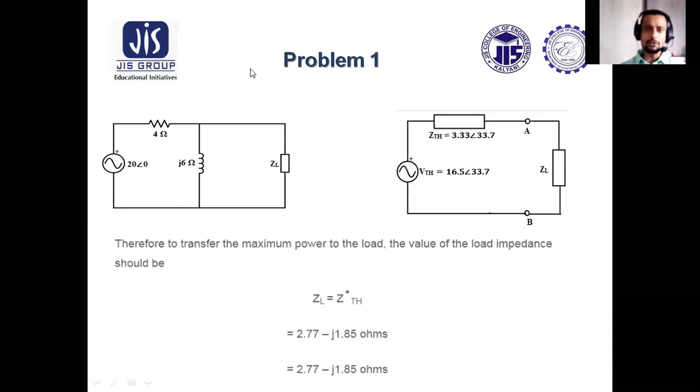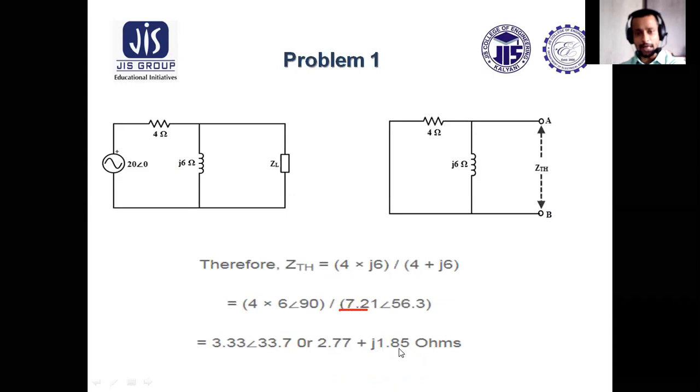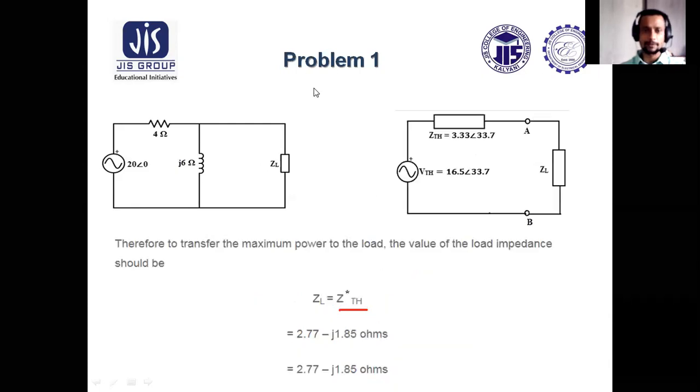As per step 4, to transfer maximum power to the load side from the source, ZL should be equal to ZTH star. ZTH was 2.77 plus J 1.85. So ZL should be the complex conjugate of this, that is 2.77 minus J 1.85. So the impedance value ZL is found here as 2.77 minus J 1.85.